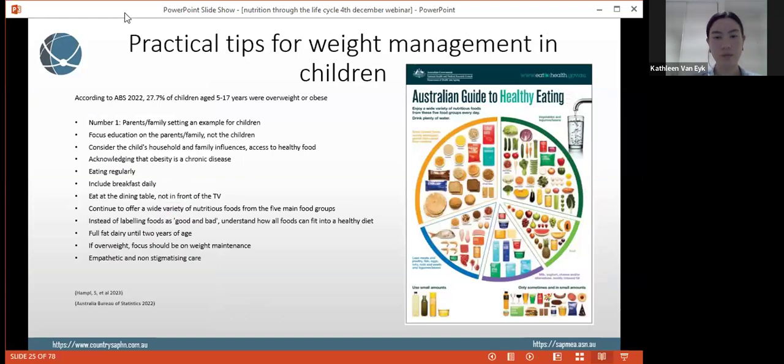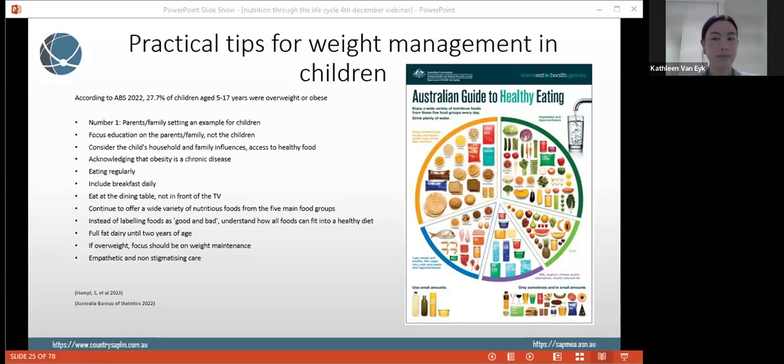I am focusing a little bit more on weight management in children, because I think this is becoming quite common, and it's good to know some practical tips around this. The Australian Bureau of Statistics in 2022 found that 27.7% of children aged 5 to 17 years were either overweight or obese, which I think is quite common and is increasing.